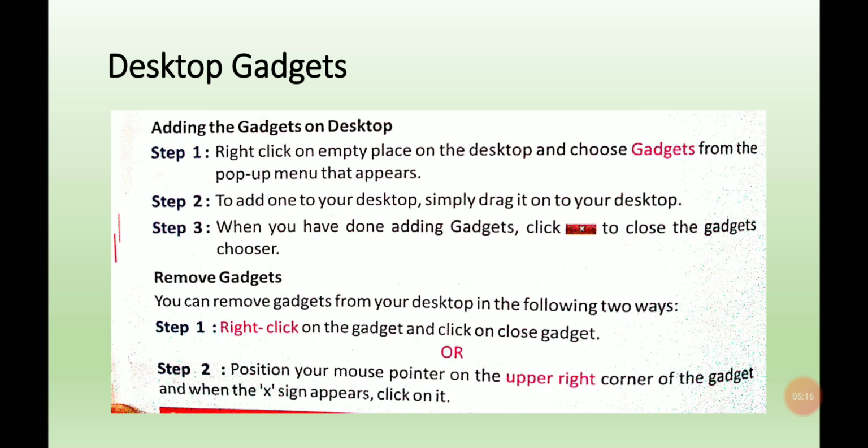To remove a gadget, right-click on the gadget and click on Close Gadget, or there is another option too: position the mouse pointer on the upper right corner of the gadget, and when the X sign or cross sign appears, click on it. So this is the way we can add and delete a gadget on the desktop screen.